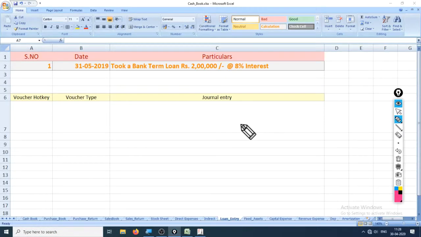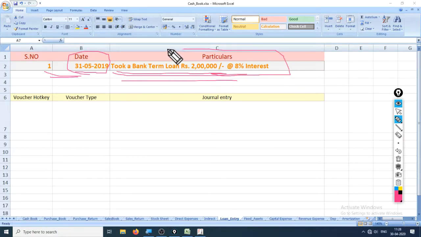Welcome back. Before evaluating more about revenue and capital expenses, and before learning how we can manipulate them to inflate and deflate our profits, let's first create a journal entry for taking a bank loan. This is our bank loan, dated 31 May 19. Took a bank term loan for rupees 2 lakh at 8% interest.